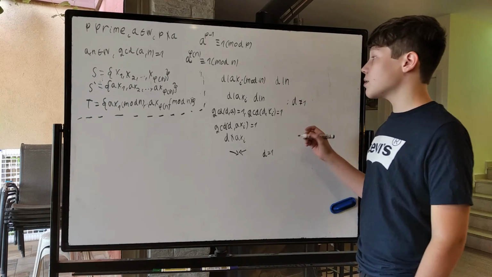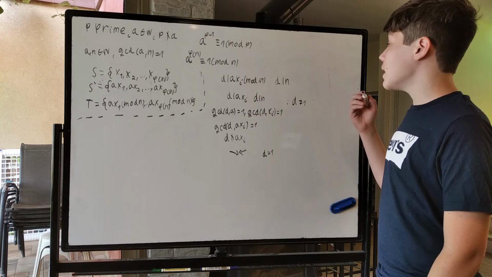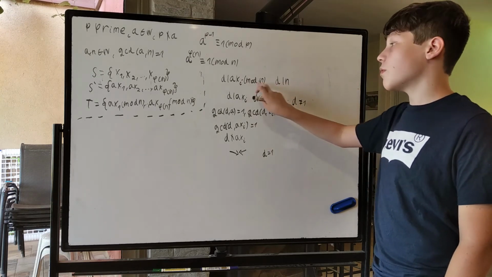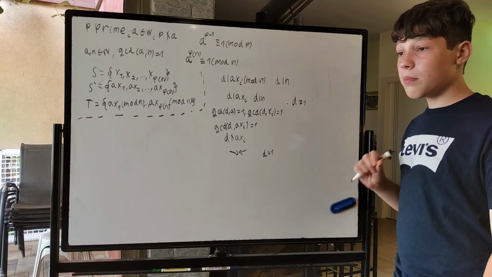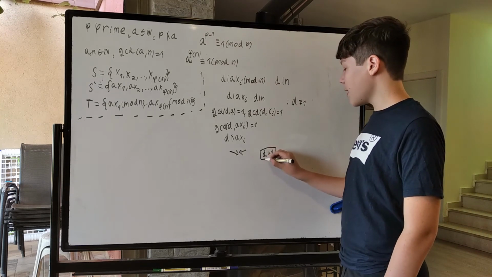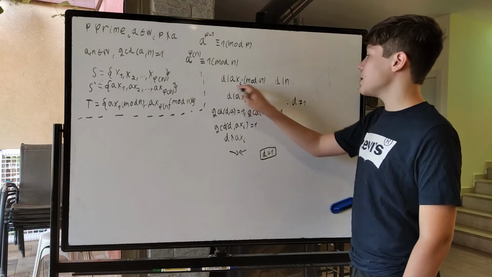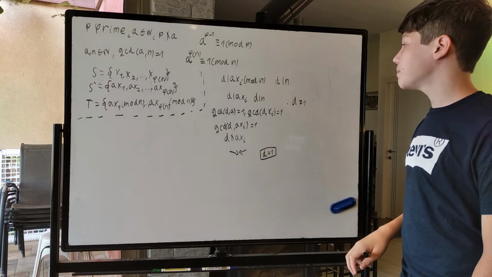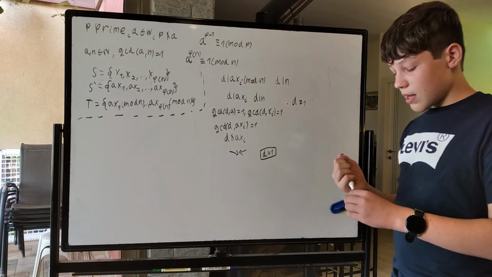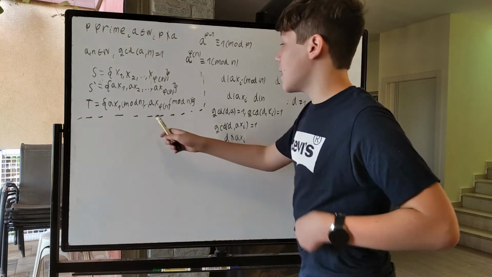Meaning that, like I said, if there is a natural number that divides both of those, that number has to be 1. Meaning that these are coprime for all i. So that's what we wanted to show.